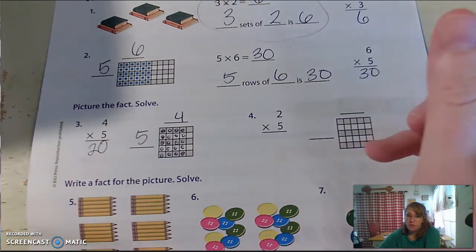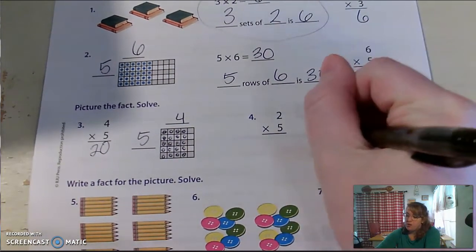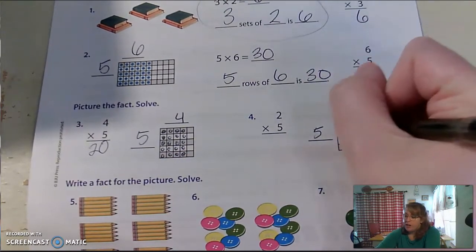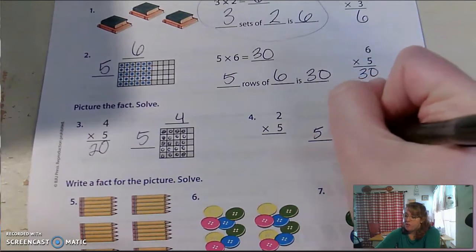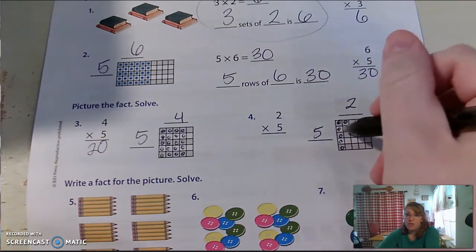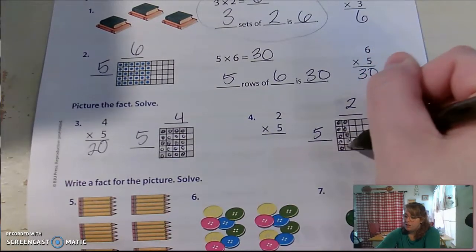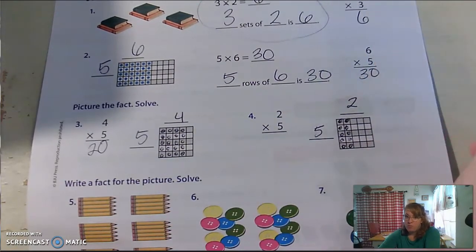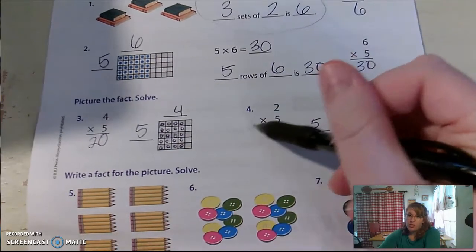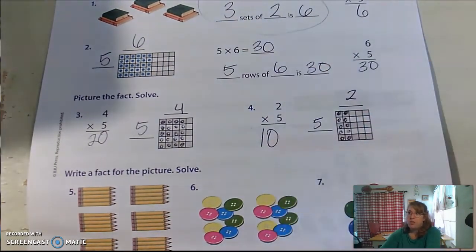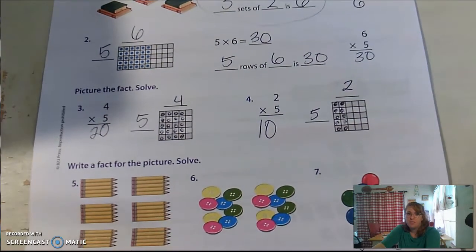Let's do number 4. We have 2 times 5. Okay, so I put 2 dots up here, and 1, 2, 3, 4, 5 dots down. Now I still need to fill this line in because I put a dot in that one. So 2 times 5 is 10.